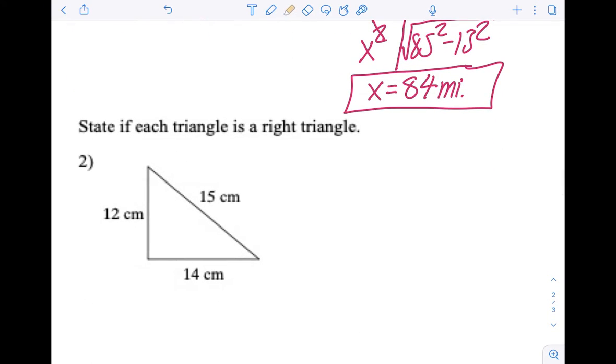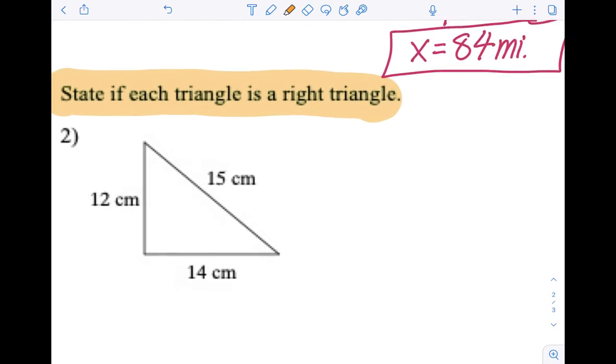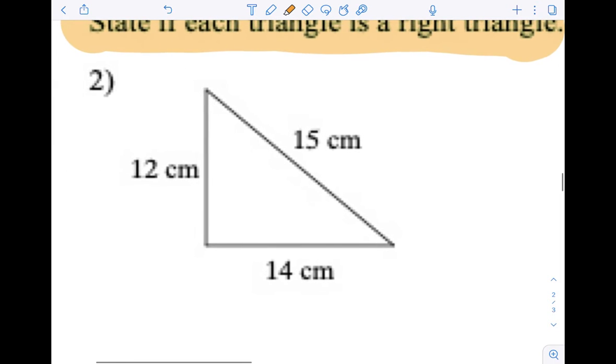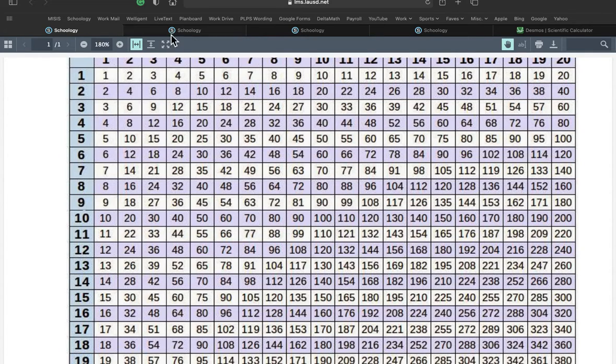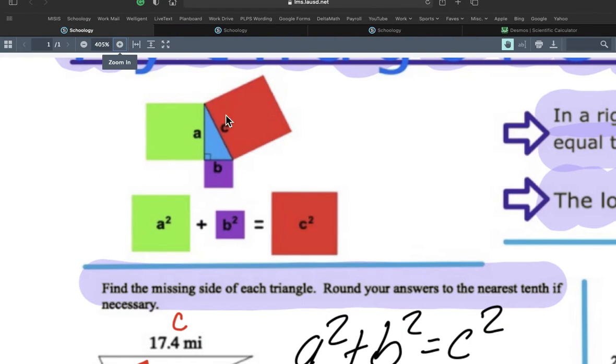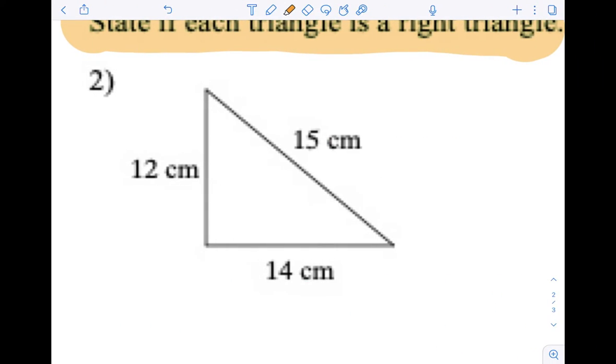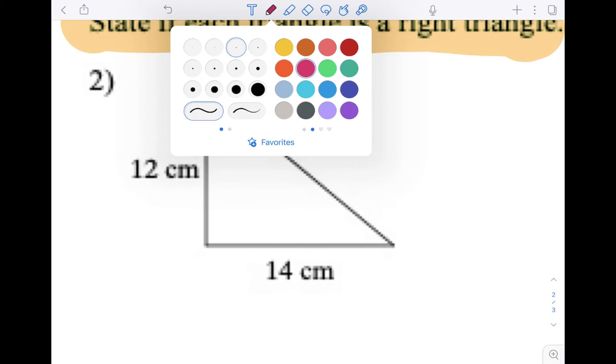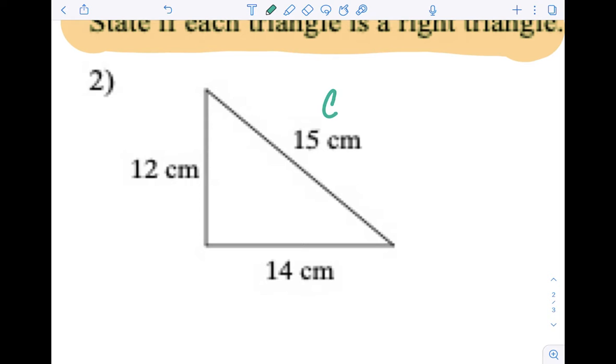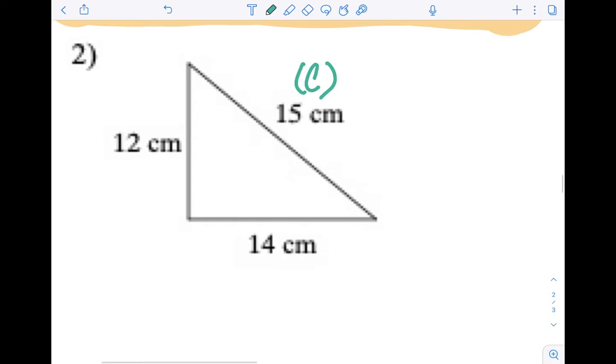All right, number 2 says, state if each triangle is a right triangle. Okay, so I don't know where the right angle is on this, right? But what I do know, going back to my notes, is that the biggest side is C, and the other two are A and B. So the biggest side here is obviously 15, right? So this is our C. A and B, it doesn't matter which is A or B. I'm going to make this A here, and I'm going to make this B.